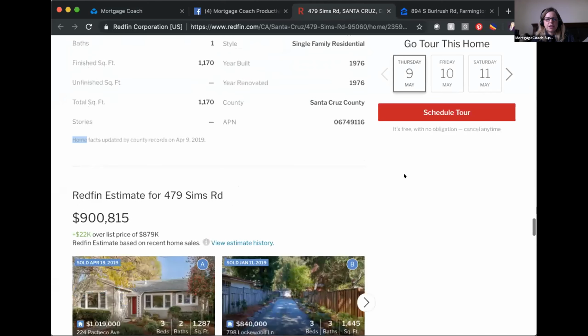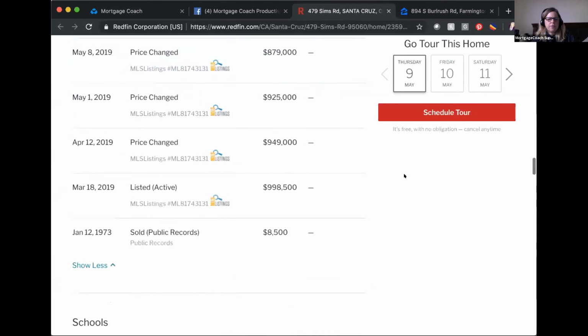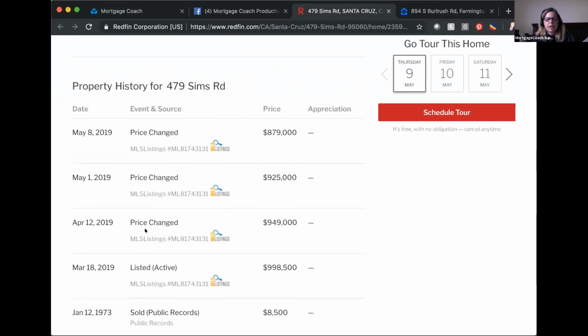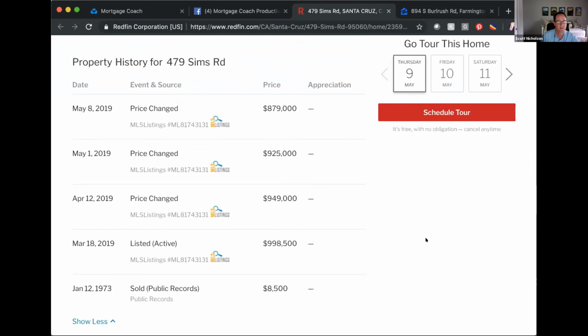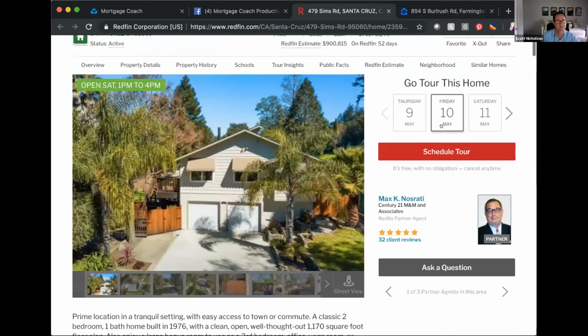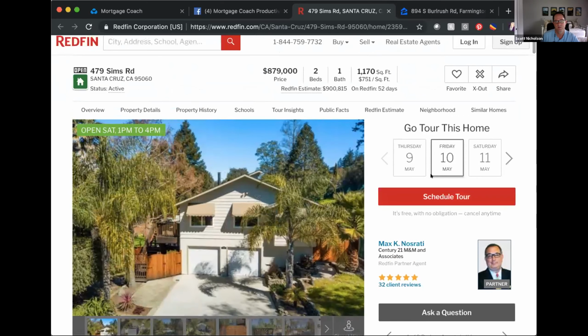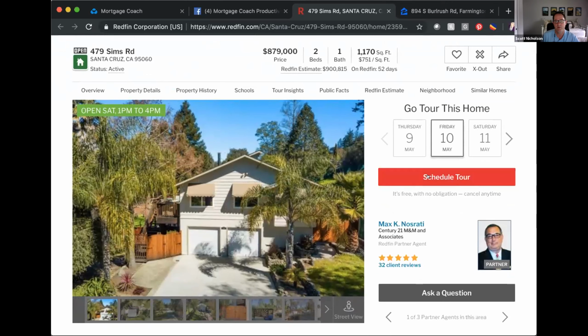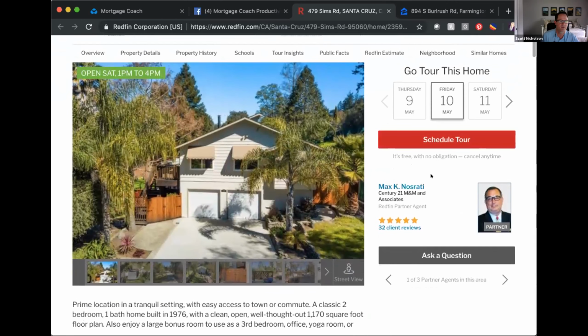When I scrolled down, it showed they've been price dropping it like crazy. Oh man, look at that. So I'm like, show up on Saturday the 11th. Actually, if they have one Friday, I would show up on Friday. Where's the house? This is in Santa Cruz. So I'm going to build a custom presentation for Mark there.